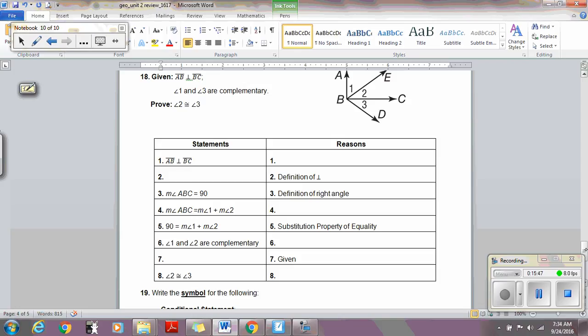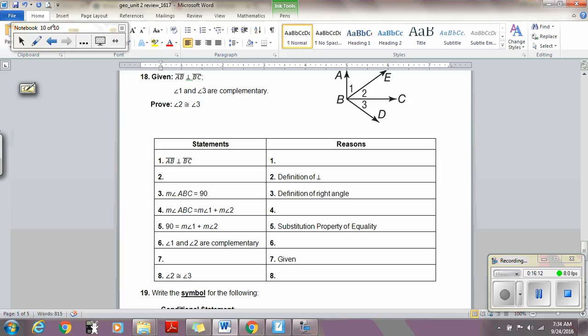Number 18, another proof, and it's angle based. Segment AB is perpendicular to segment BC. Angle 1 and angle 3 are complementary. Prove that angle 2 is congruent to angle 3.